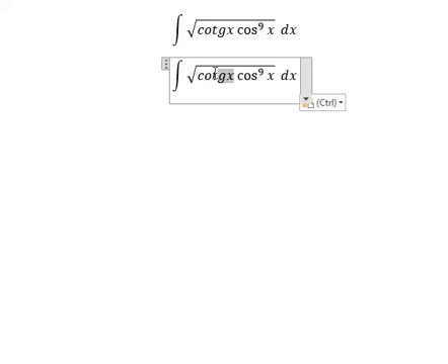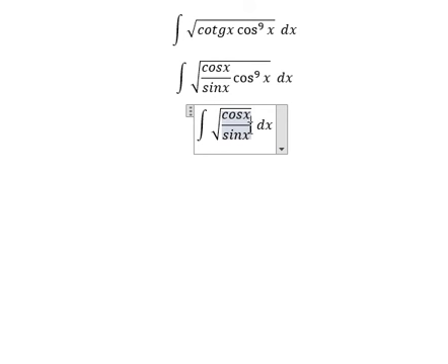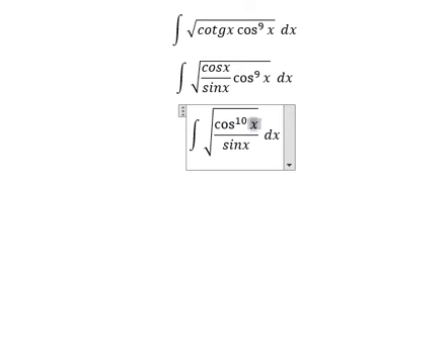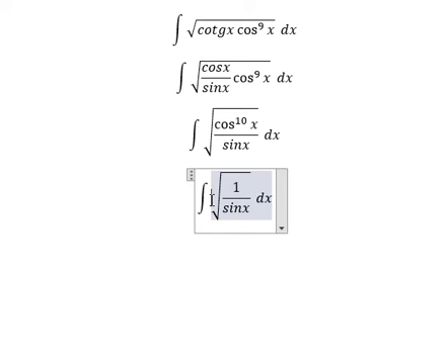About cotangent x, we can change it into cosine x over sine x. Next, cosine x multiplied by cosine x to the power of 9, we can get cosine x to the power of 10. The square root of cosine x to the power of 10, we will have cosine x to the power of 5.